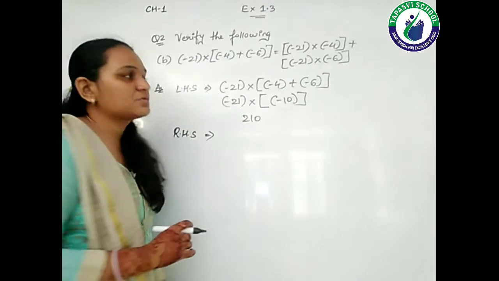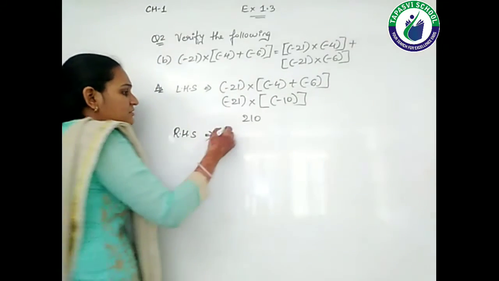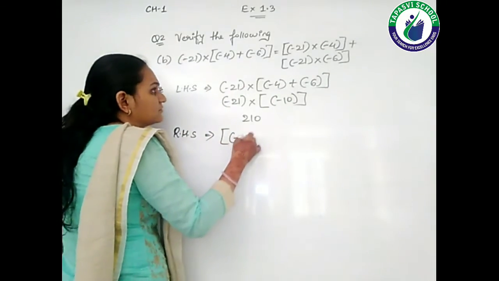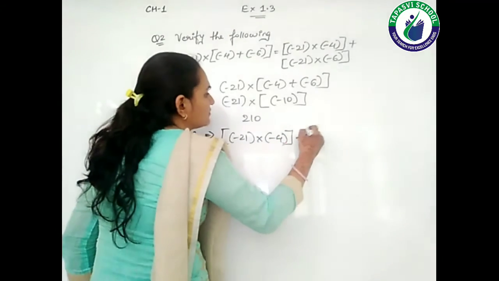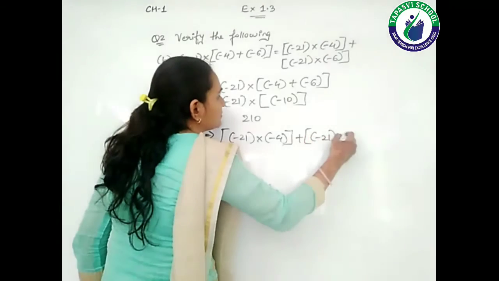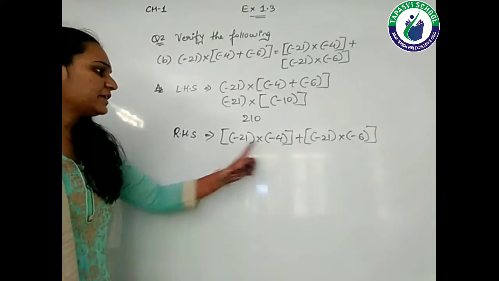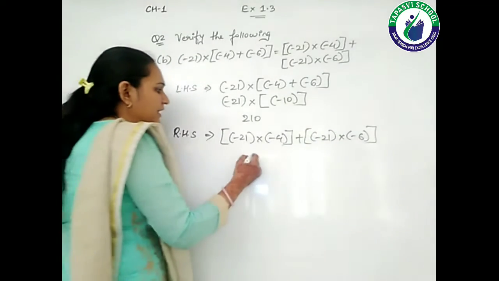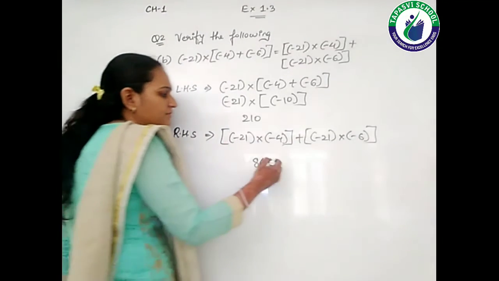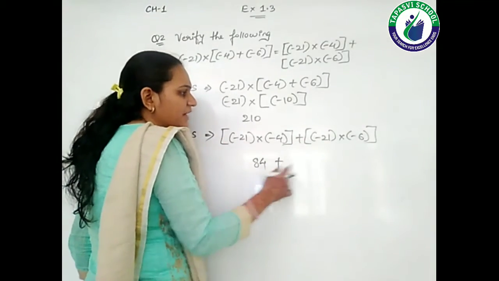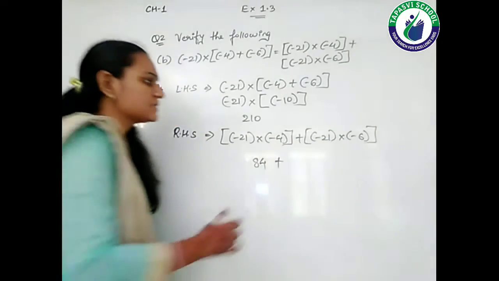Now let's see the solution of the right hand side also. Okay, 21 fours are, students, it is 84, and minus minus it is plus. I am keeping this plus sign. 21 sixes is 126.